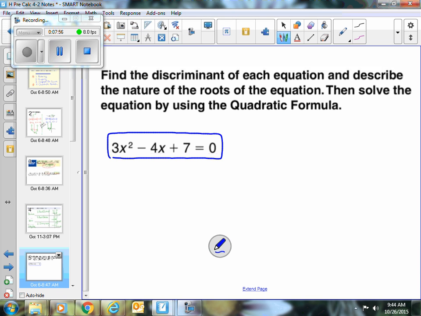If you graph this on your calculator, you may want to pause the video, go ahead and type in 3x squared minus 4x plus 7 and see what the picture looks like. Look at the graph and see what's happening. It's really going to reinforce what happens when we do the quadratic formula.